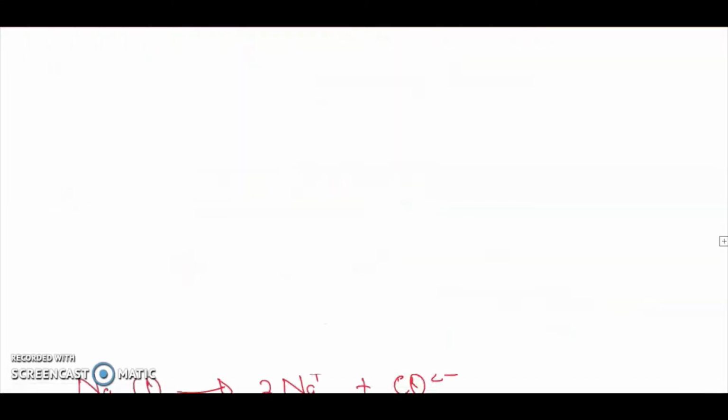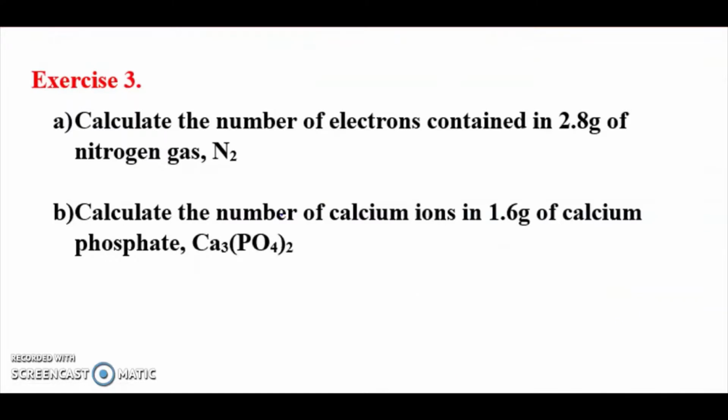So go ahead and try these exercises. Pause the video and try this. Okay, so let's look at it. The first question says, calculate the number of electrons contained in 2.8 grams of nitrogen gas. Now note that nitrogen gas exists as molecules, so you can see it there, N2, and in a molecule we have two atoms. I want you to take note. In a molecule of nitrogen we have two atoms of nitrogen.